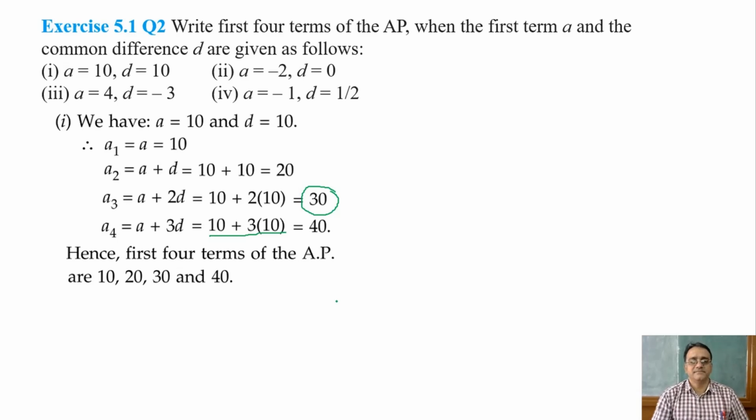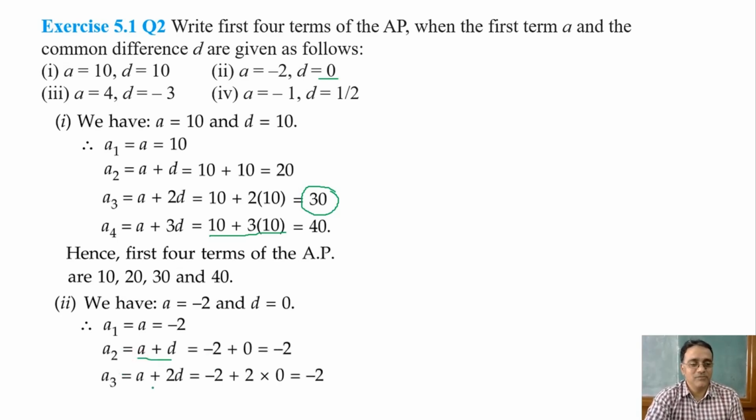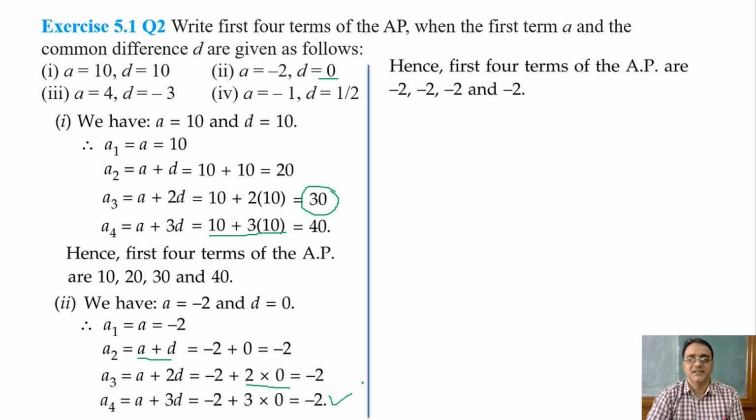Now second bit, A is equals to minus 2 and D is equals to 0. If D is equals to 0, that means all the terms are same. But we have to show here. First term, minus 2. Second term, A plus D. So minus 2 plus 0 is minus 2. Third term, A plus 2D, that is minus 2 plus 2 into 0, that is 0, minus 2. And fourth term is also minus 2. Hence, the first 4 terms of the AP are minus 2, minus 2, minus 2, minus 2.